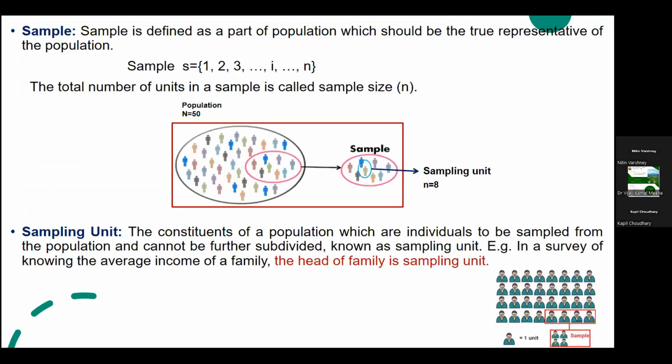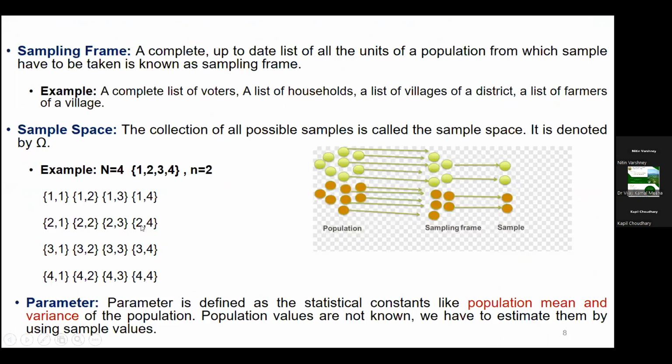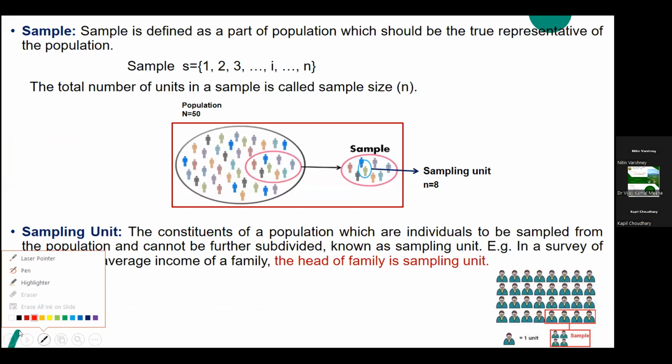Now coming to the sample. A sample is a part of the population which should be a true representative of the population. Here I have taken an example in which we have considered a population size of 50, and we have taken a sample of size n equal to 8. An individual unit of the sample is called a sampling unit.